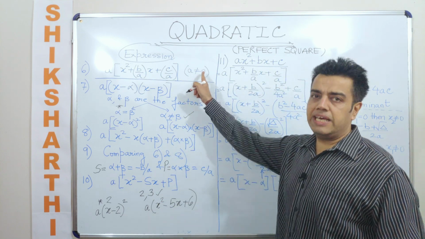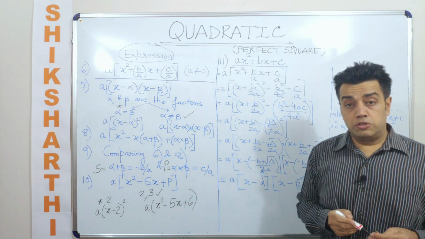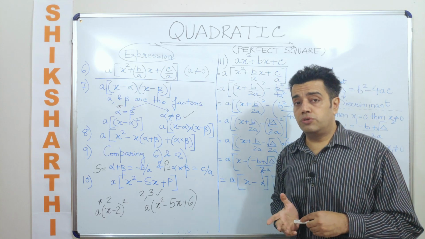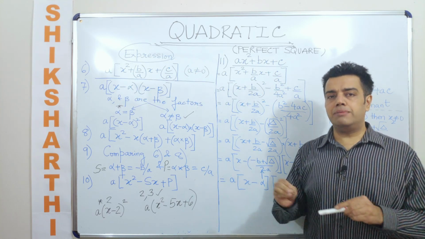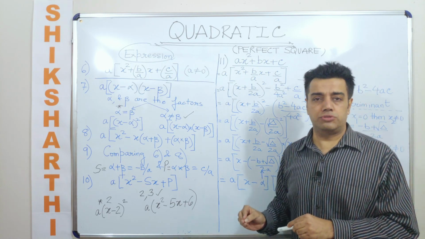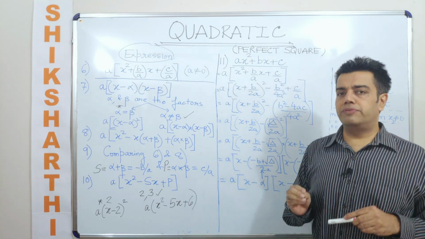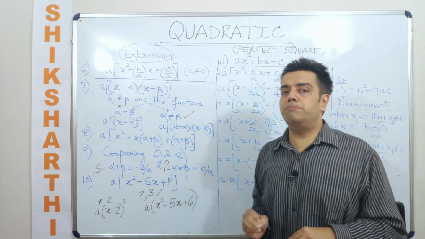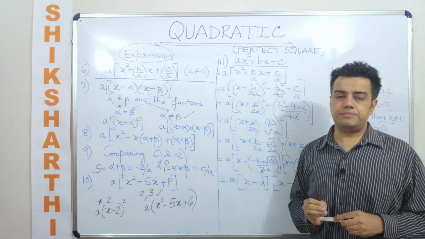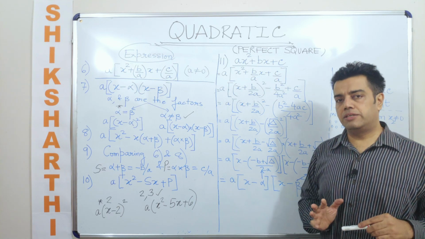Keeping in mind that a will not be equal to 0. So what is the value of a if it is not equal to 0? A can be any number. When I say any number, it can be a real number also, it can be a non-real number also. That is not the point of contention. The point of contention here is a should not be equal to 0. I hope it is fairly understood.